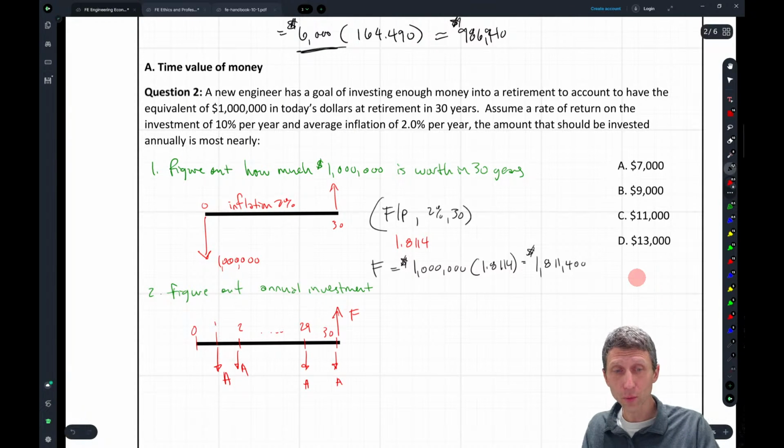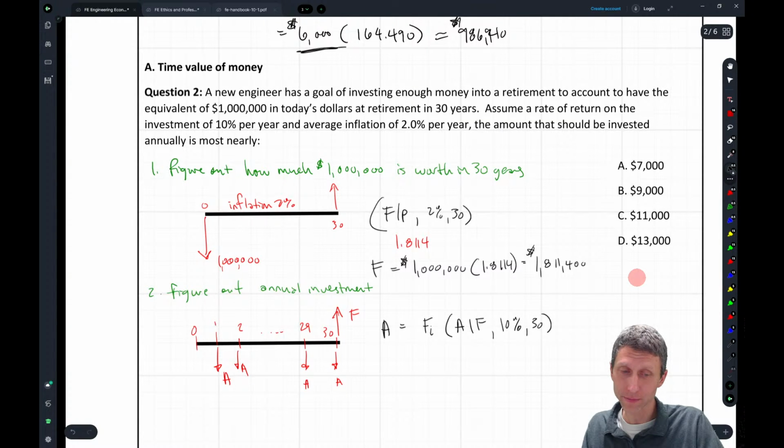Okay, so what we want to figure out is now we want to say, well, A equals what? It equals this future value times the factor. So the factor, we want A given F now at 10% in 30 years. Does that make sense? So we're saying, okay, we want this A value, but we have the future value because we inflated that by 2% for 30 years. We get this value. Now we want to get back to the actual amount we have to invest. So let's go look up this factor.